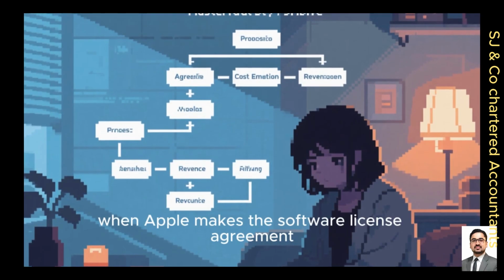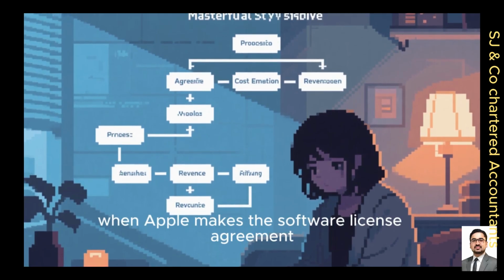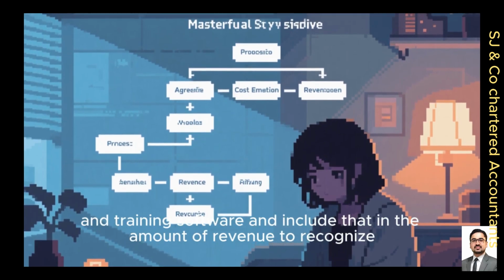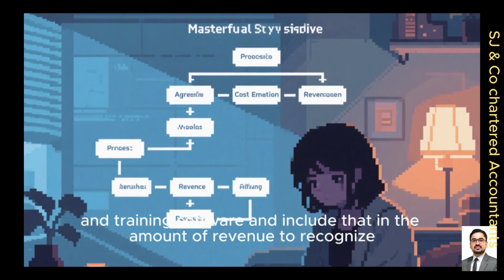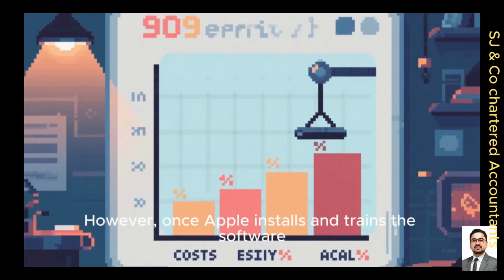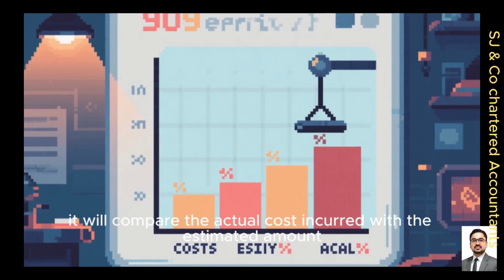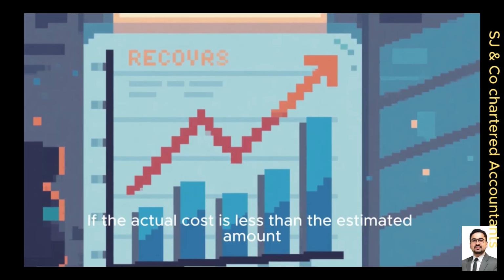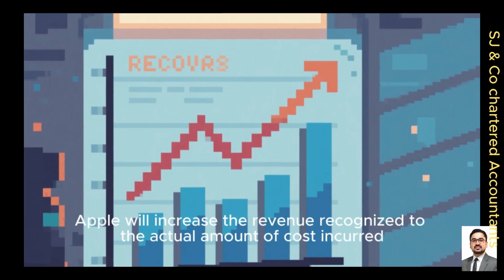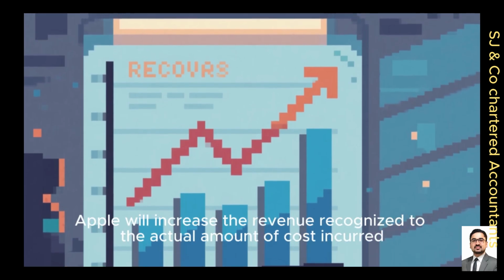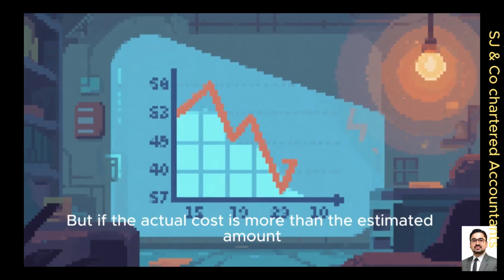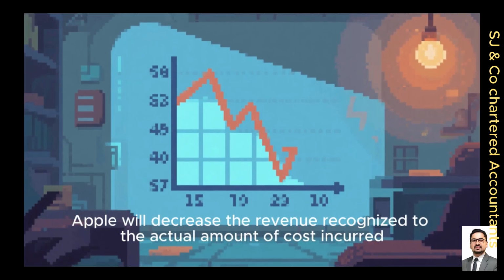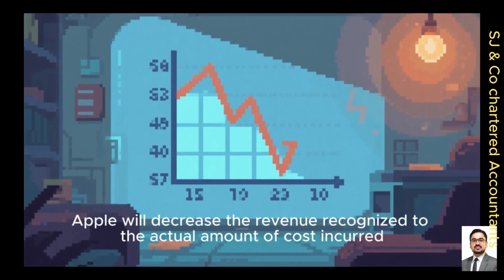In other words, when Apple makes the software license agreement, it will estimate the cost of installing and training software, and include that in the amount of revenue to recognize. However, once Apple installs and trains the software, it will compare the actual cost incurred with the estimated amount. If the actual cost is less than the estimated amount, Apple will increase the revenue recognized to the actual amount of cost incurred. But if the actual cost is more than the estimated amount, Apple will decrease the revenue recognized to the actual amount of cost incurred.